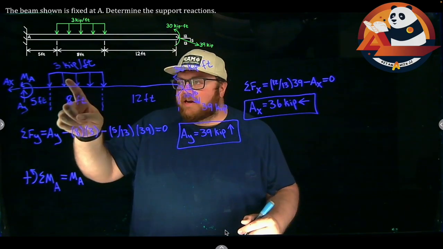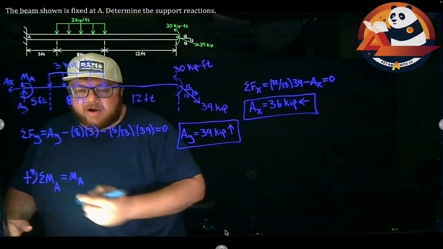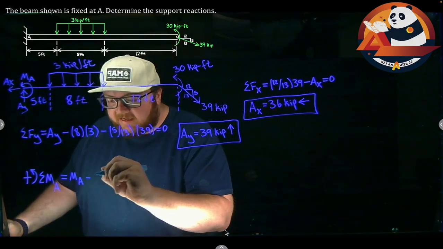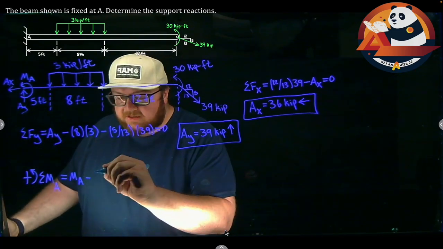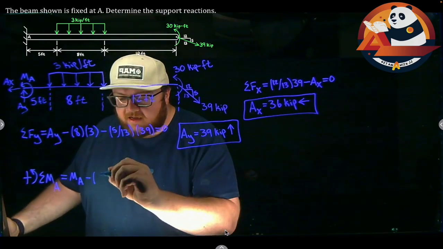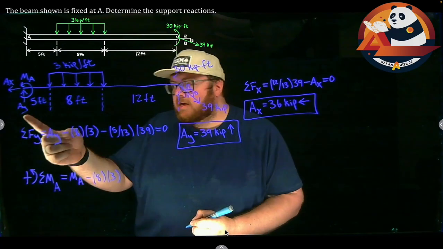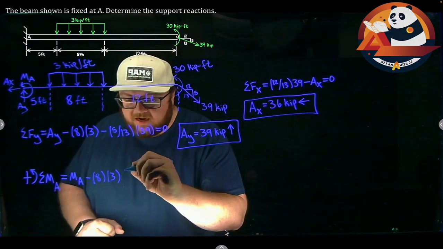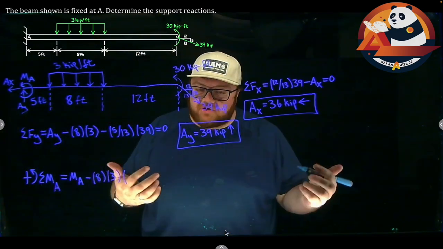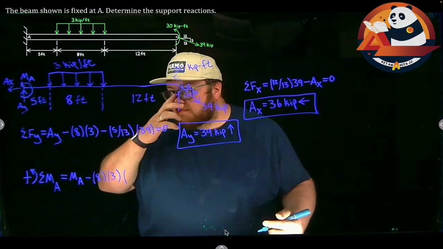But let's get our moment from this distributed load. It would cause a clockwise rotation, so we'll subtract it out, minus, and moment is force times distance. So the force is just the area, base 8 times height 3, times the distance from A to the middle of that distributed load, because it's a rectangle. If it was a triangle, it would be a different formula. Really, to the centroid of it. The centroid of a rectangle is in the middle.